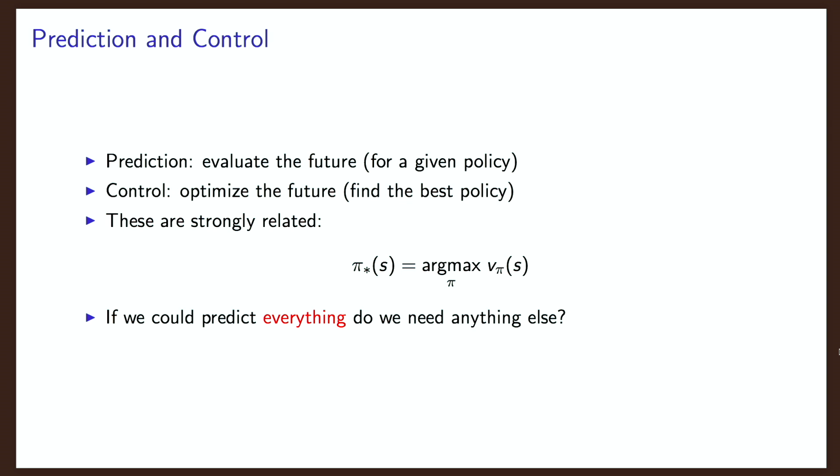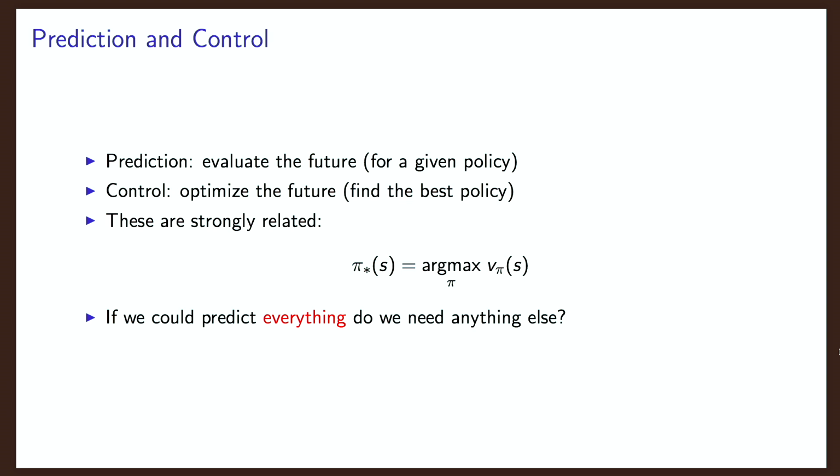Control means to optimize the future. And this difference is also clear when we talked about these definitions of these value functions, where one value function was defined for a given policy. So this would be a prediction problem where we have a policy and we just want to predict how good that policy is. And the other value function was defined as the optimal value function. So for any policy, what would be the optimal thing to do? That would be the control problem, finding the optimal policy. We are mostly concerned with the control problem.